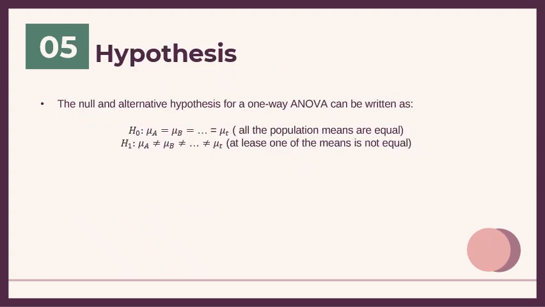After we have determined all those equations, now we need to determine another aspect, which is the null and alternative hypothesis for one-way ANOVA. This is very important in order to decide either to reject the null hypothesis or fail to reject. For the null hypothesis, mu A equals mu B equals etc., until mu of the last group. And for the alternative hypothesis, mu A is not equal to mu B and so on, meaning at least one of the means is not equal.